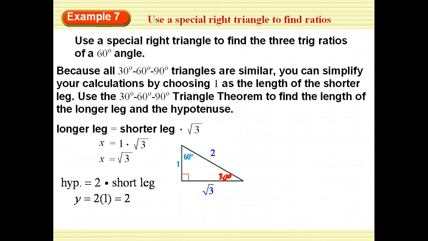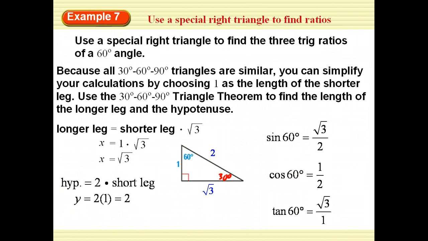Remember, sine is opposite over hypotenuse. The opposite of the 60-degree angle is the square root of 3, and the hypotenuse is 2. So the sine of 60 degrees is the square root of 3 over 2. My cosine is the adjacent over the hypotenuse. So that will be 1 over 2, or 1/2. The tangent is the opposite over the adjacent, so the square root of 3 over 1. Now this will be true for any 30, 60, 90 right triangle, because all 30, 60, 90 right triangles are similar to one another, so those ratios will always come out to be the same.